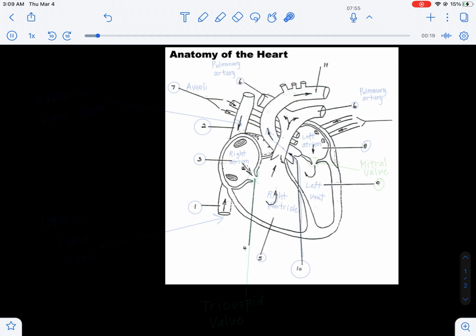So first, I will label the heart and the names of the veins, arteries, whatnot, so that way you have an idea of how the blood will travel throughout the heart. Okay, so the first one is going to be number 1 and number 2 at the same time.